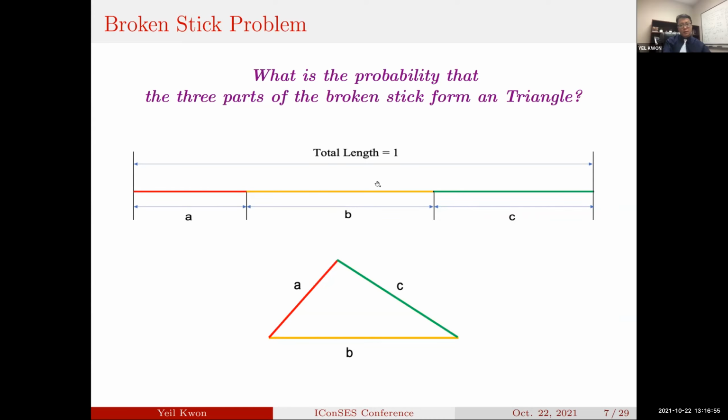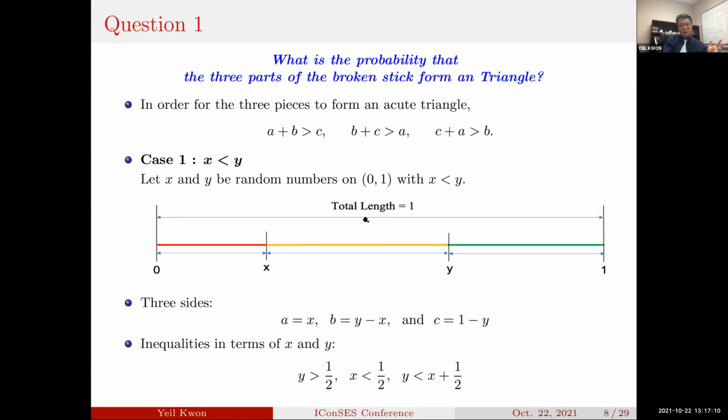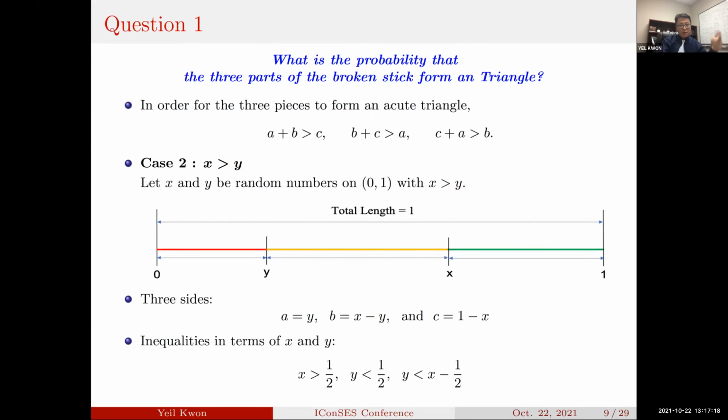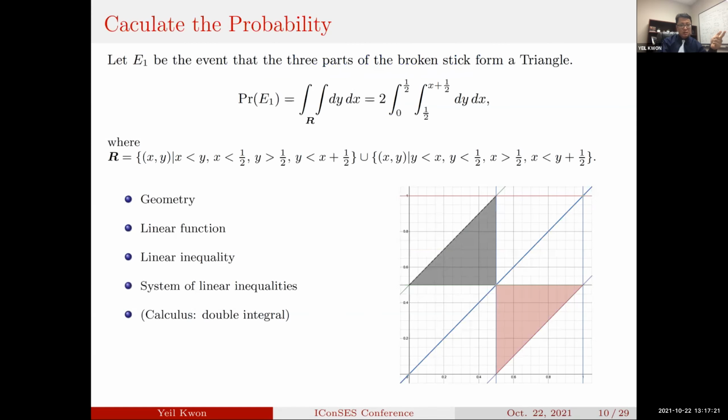And then we ask, what is the probability that the 3 parts of this broken stick form a triangle like this? Not every case can make a triangle. For example, if A and B are extremely small, then we cannot make a triangle. So this is just the traditional approach. You don't have to look at this too much. I just want to show how complicated it is. We have to solve many inequalities and equations, and by solving this integral, we can get the probability.